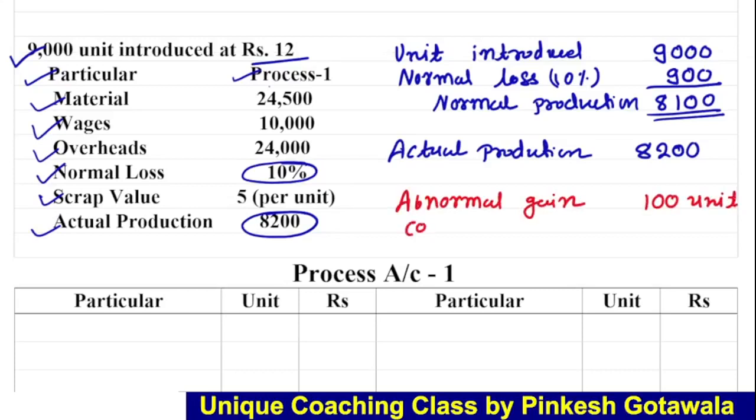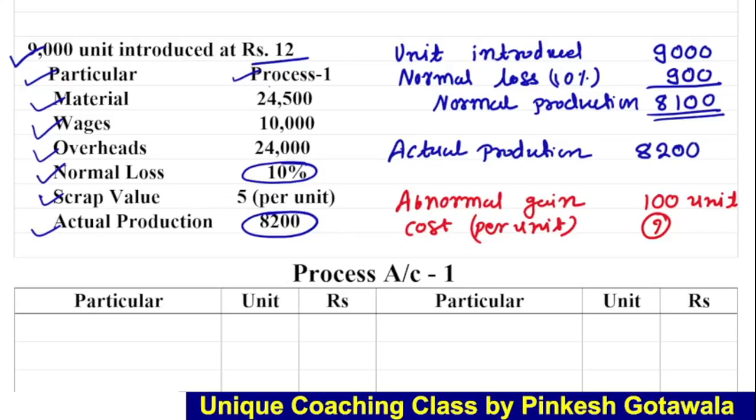Now we have to find out its cost. So how to find out? This is the same calculation as we did before for the abnormal loss. The way we found the cost in abnormal loss, in the same way here also we have to find out its cost. Clear how to find out abnormal loss and gain in unit.